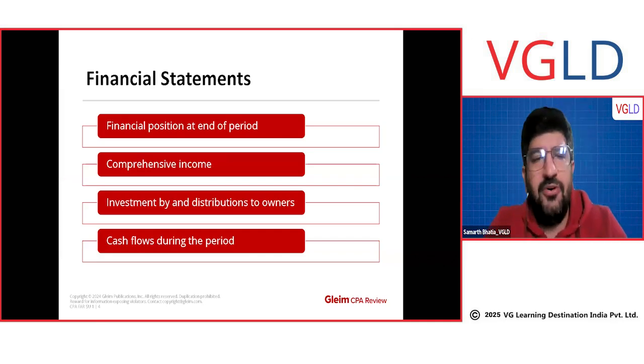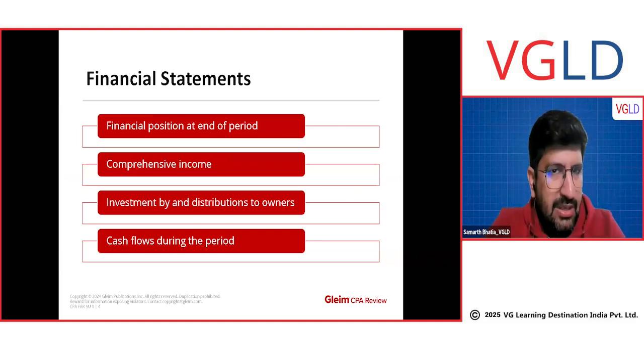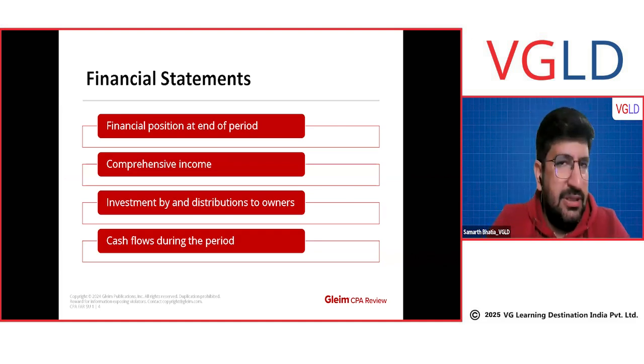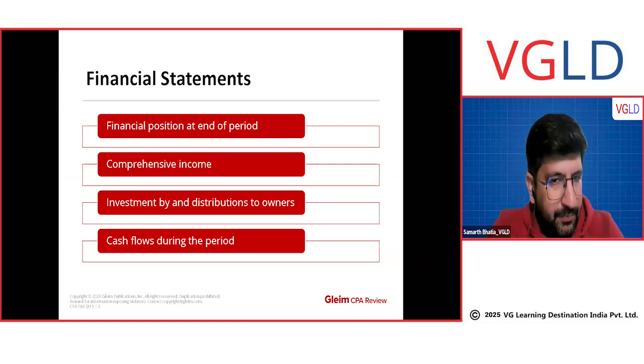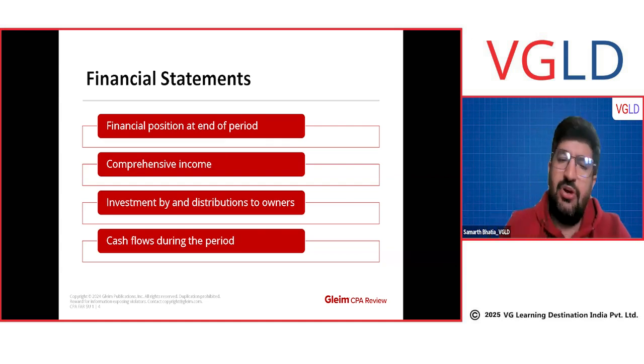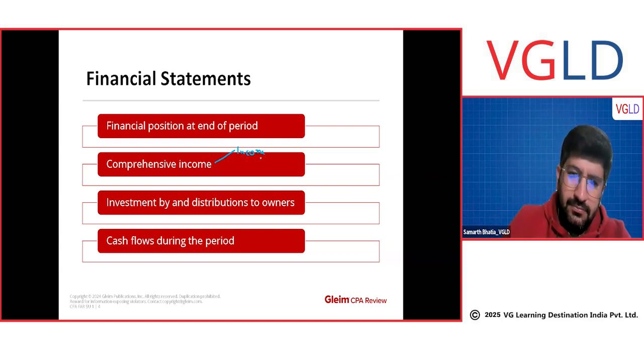So they are talking about the 4 financial statements first. We have 4 different statements. The first statement shows the financial position at the end of the period. As of a particular date, we have to prepare the balance sheet. So balance sheet and financial position are the same thing. Then we have comprehensive income. Comprehensive income includes the net income as well as the other comprehensive income. So the combination of net income and other comprehensive income will make comprehensive income.